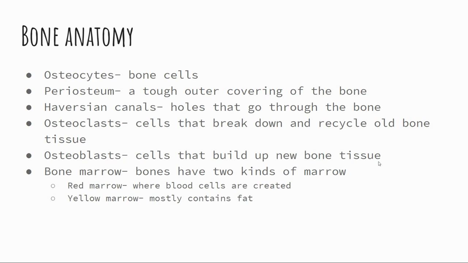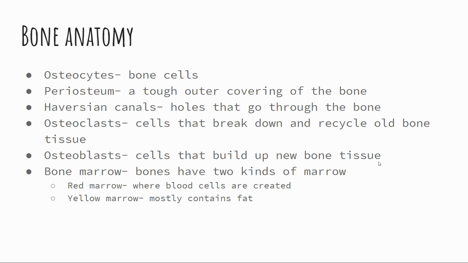So a couple of important vocab terms when it comes to bone anatomy. You have osteocytes, which are bone cells. Okay, so that's a scientific name for bone cells. The periosteum is a tough outer covering of the bone. The haversian canals are holes that go through the bone. Osteoclasts are cells that break down and recycle old bone tissue. Osteoblasts are cells that build up new bone tissue. Okay, so don't get osteoclasts and osteoblasts mixed up.